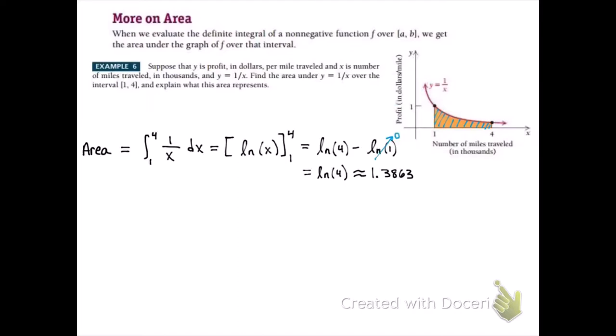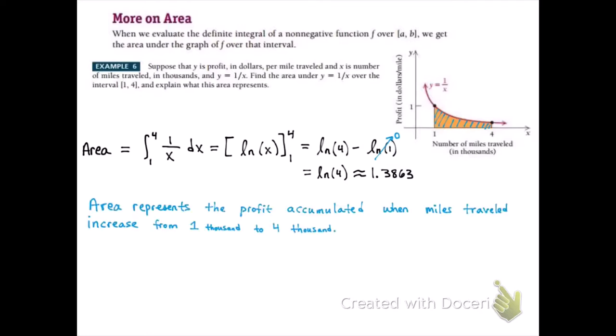So we have the number, but now we want to figure out what the units are. We want to explain what this area represents. So this area represents the accumulation of profit, because we're trying to find the area underneath the curve, where the curve is representing the rate of change of the profit. So when we find the area underneath the curve, we're finding the accumulation of the profit. So this answer over here, the units for it will be dollars.